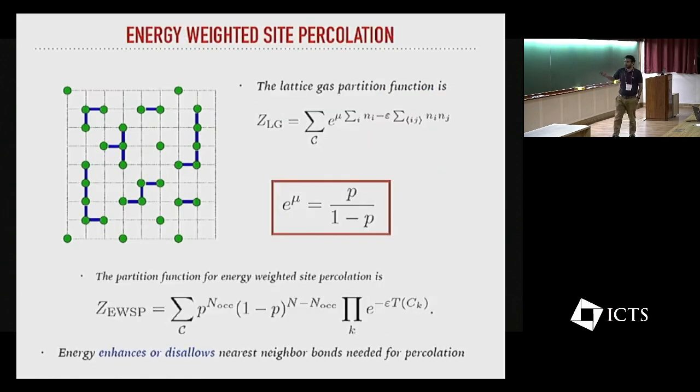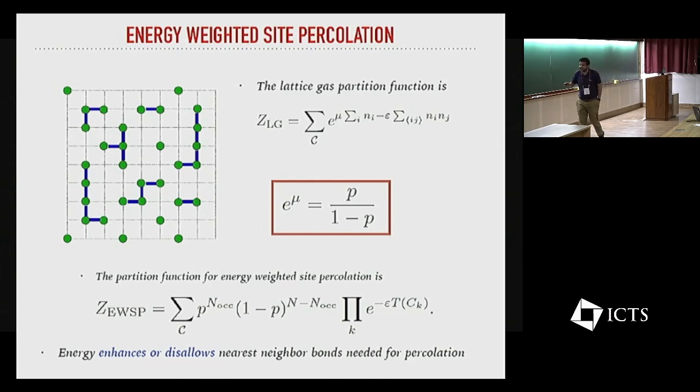So what do we do now? We take this model of interacting particles and devise a grand canonical partition function in the same way with the mapping that I had given previously, which is z equal to p by 1 minus p. The partition function for this model that I've defined, which is the energy-weighted site percolation, is such that the number of bonds in the clusters created in this configuration, represented by this number t, will weight the configuration in addition to what you would get from just simple site percolation.